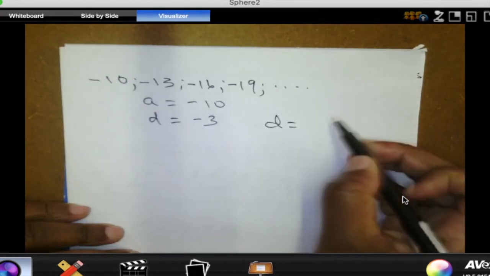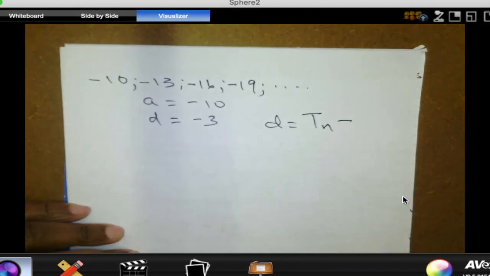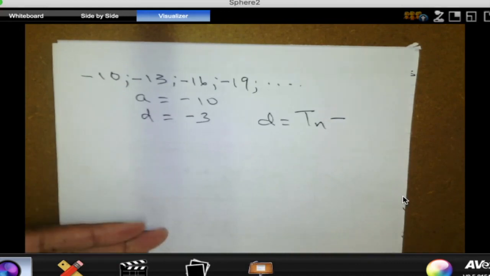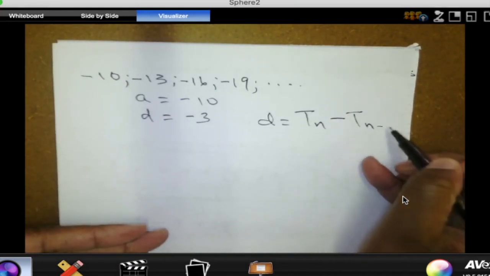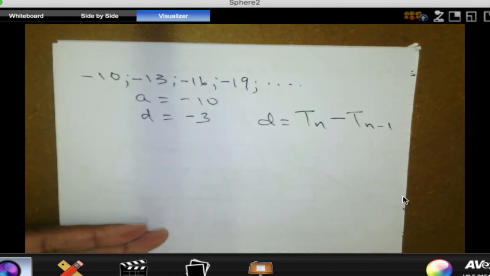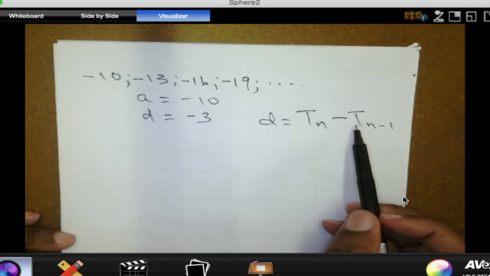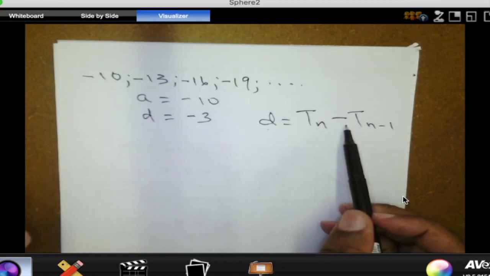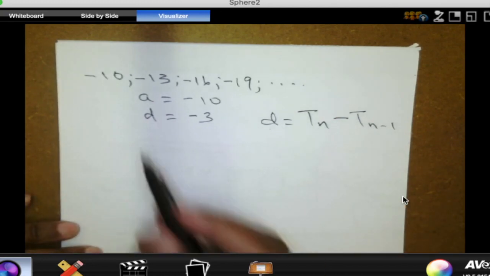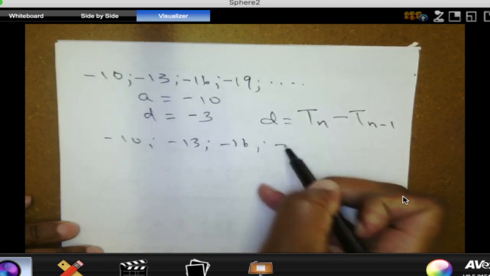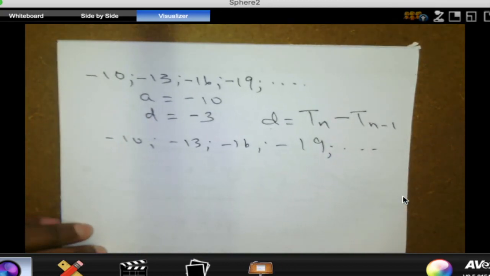And how do I get D? To work out D, tell me, what do I subtract from Tn in order to get D? We should subtract Tn minus 1. Okay, so that is kind of the general formula for working out D. So to work out your constant difference, you need to take a term and subtract the previous term. Right, it will be a constant difference if you are getting the same answers throughout. So in our example, we have a minus 10 and a minus 13 and a minus 16 and a minus 19 and so on and so on.